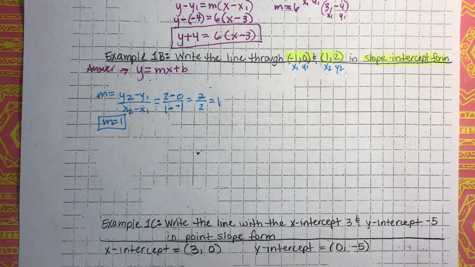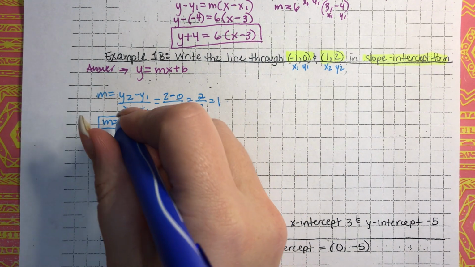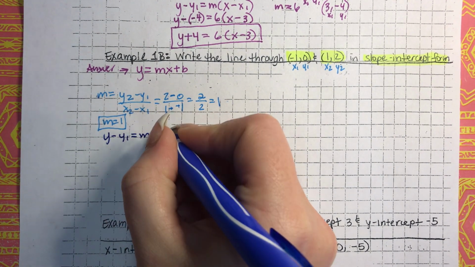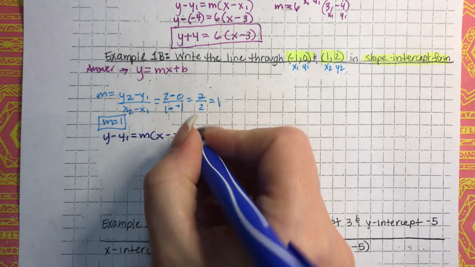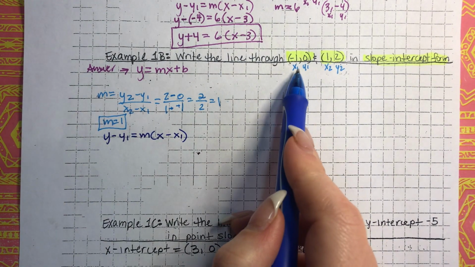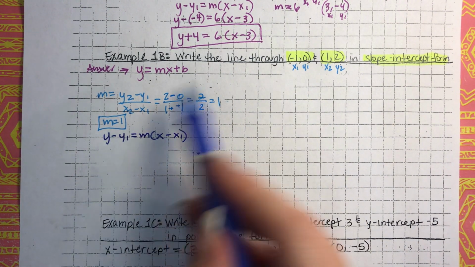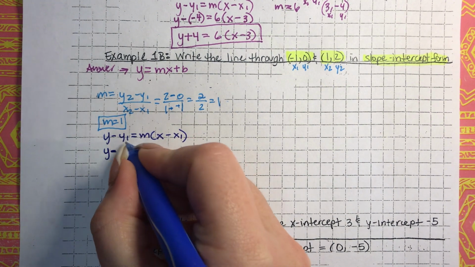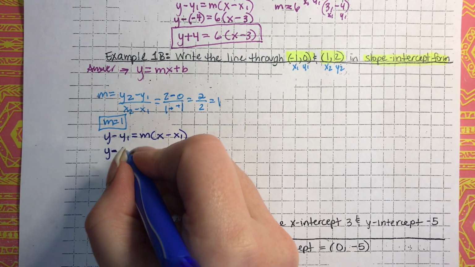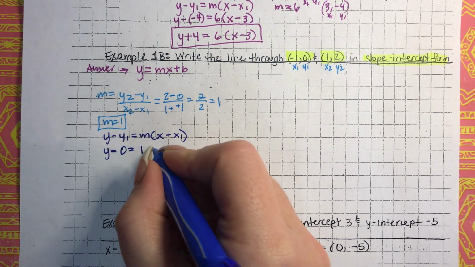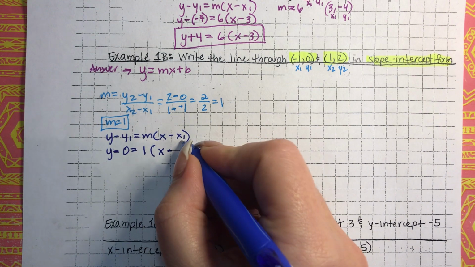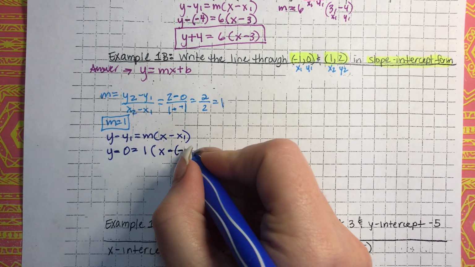So I'm going to take my point slope form. Y minus y1 equals m multiplied by x minus x1, okay? I'm going to use, this is my x1, this is my y1, and this is my slope, and I'm going to substitute those values in. So y minus my y1 is 0 equals my slope is 1. X is, well, just x, minus x1 as negative 1.